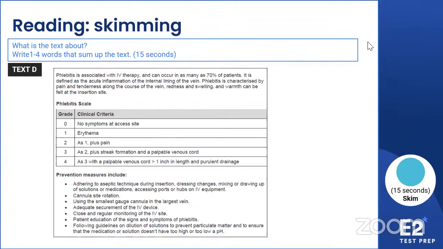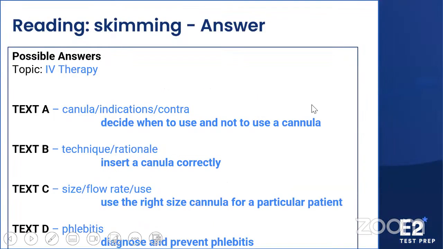All right, good. How did you get on? Seeing lots of great answers here in YouTube. Well done. So now let's go to the answers. Okay, so the possible answers are text A was about the cannula, the indications and contraindications. Now we could say that the reader can decide when to use and when not to use a cannula. For text B, as many people said, it's about the technique and rationale about how to insert a cannula correctly.